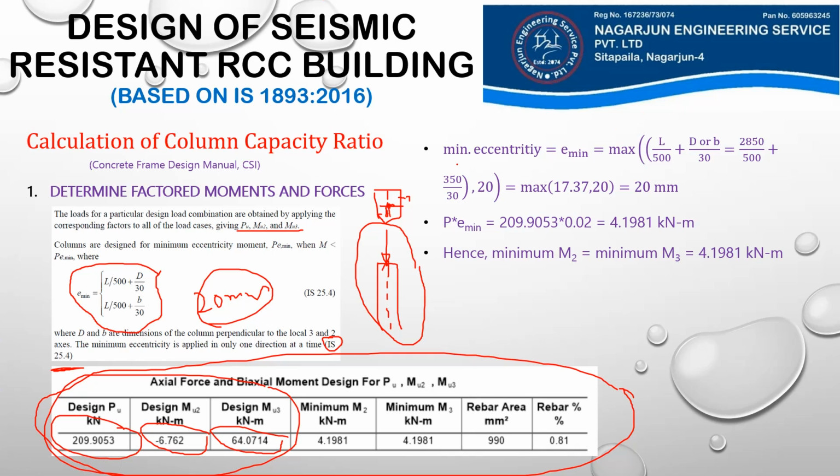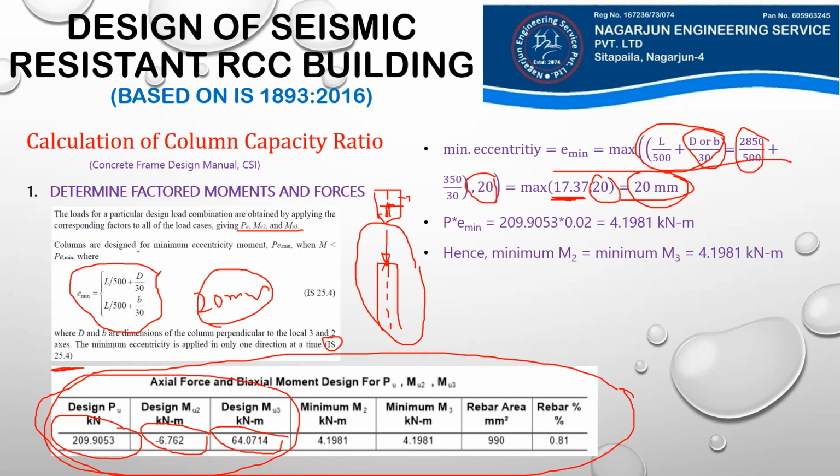So now let us calculate the minimum eccentricity. First we have to calculate using this formula: unsupported length, or the length of the column, divided by 500, which is 2850 by 500, plus D or B by 30. Since the values of D and B are the same, 350 by 30, we get the eccentricity to be 17.37. Another value we have to check is 20 mm. We have to take the greater value of these two minimum eccentricities. So we take the minimum eccentricity value to be 20 mm.